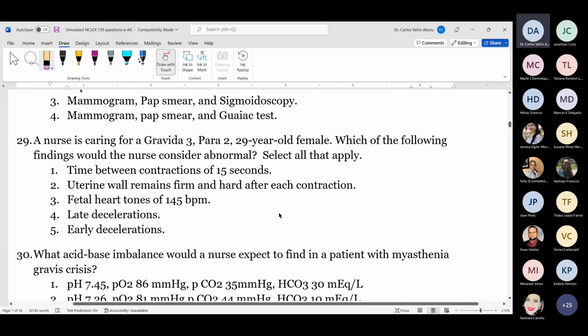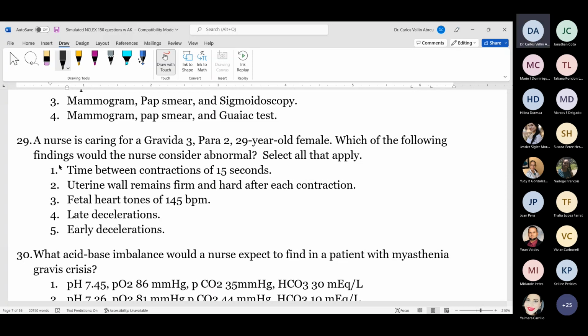A nurse is caring for a gravida 3, para 2 client, who had 2 babies and is pregnant now, a 29-year-old female. Which of the following findings will the nurse consider abnormal? Select all that apply. Okay, very good. So it looks like she is in labor, because she has contractions. Time between contractions of 15 seconds, yes, that's abnormal.